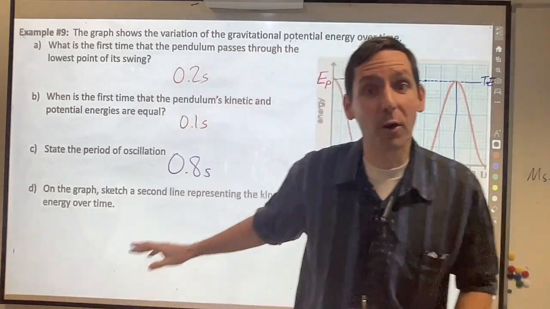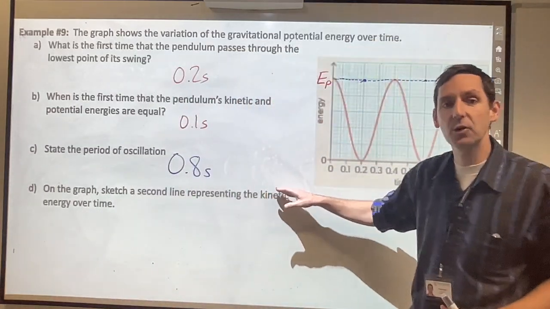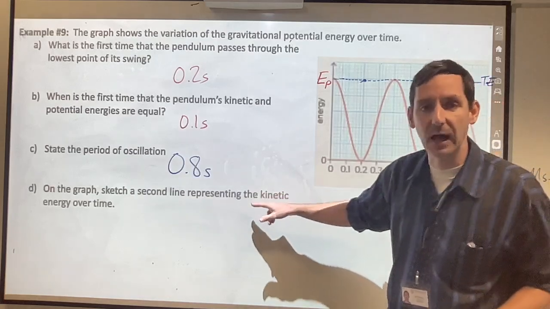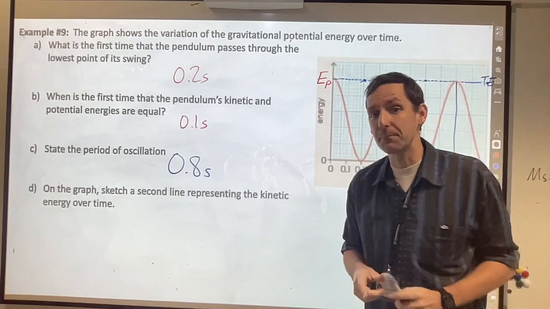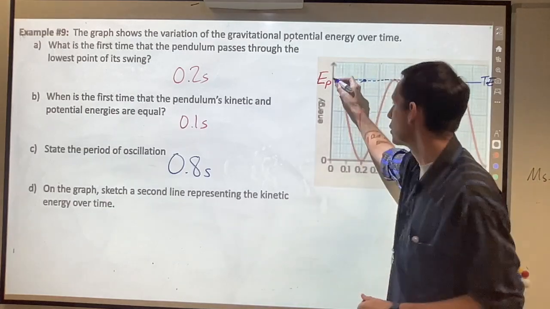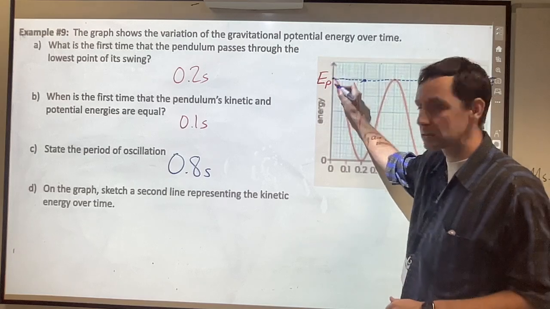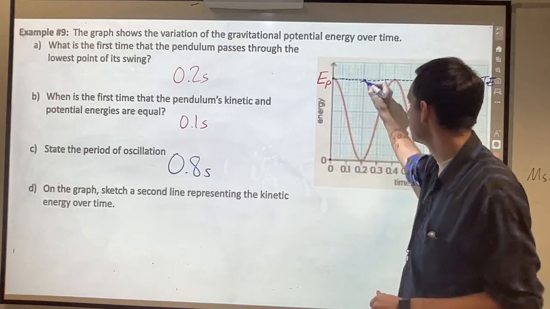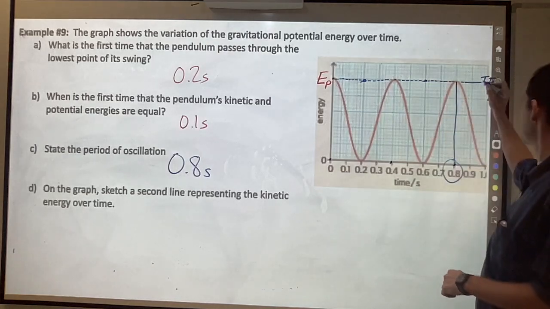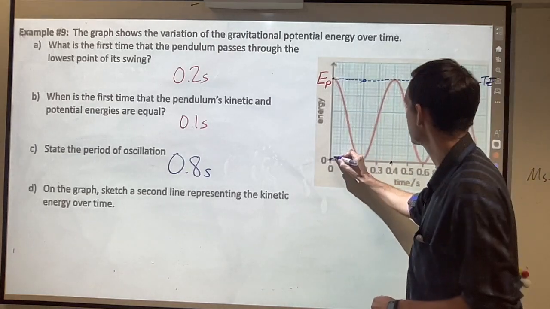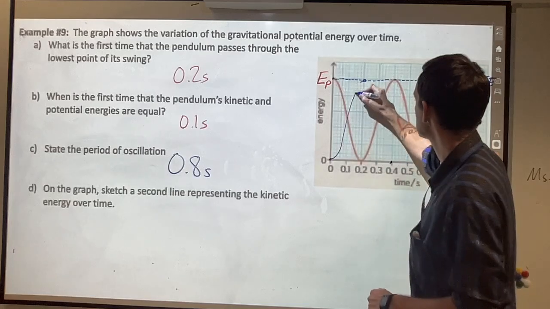Now, we do have one more question. The last question is on the graph. Sketch a second line representing the kinetic energy over time. Now, I did already do that, but we're going to go ahead and do it anyway. So when the potential energy is at a maximum, the kinetic has to be at a minimum, and so on and so forth. And so therefore, I do still have a lot of my points left here. And so my final graph should look something like this.